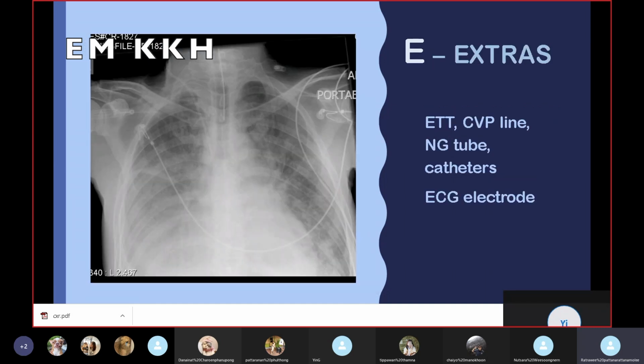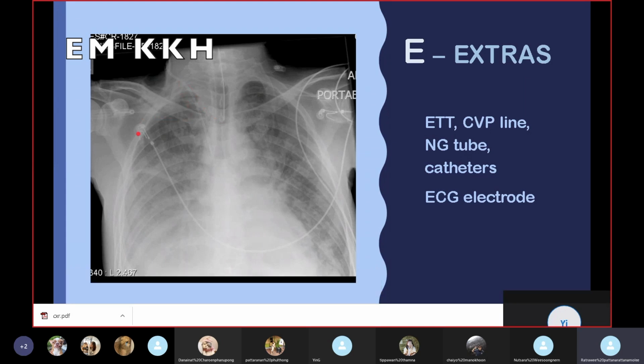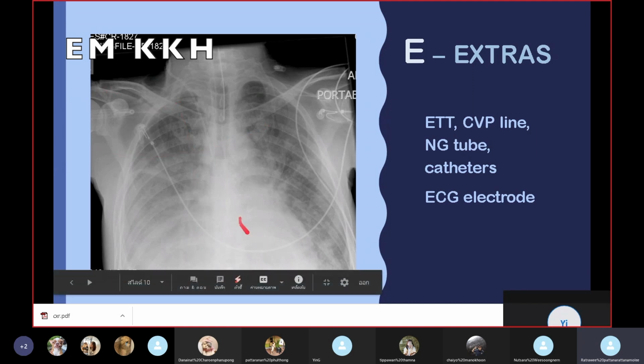And the last is E, the extras. Look at the tip of endotracheal tubes, central lines or catheters, and ECG electrodes in the chest X-ray. Finally, before completing your assessment of the chest X-ray, make sure you look at the hidden areas. The hidden areas include the lung apices, retrocardiac regions, and behind the diaphragm.